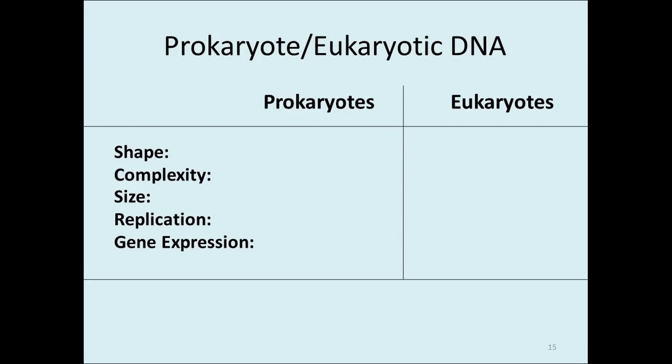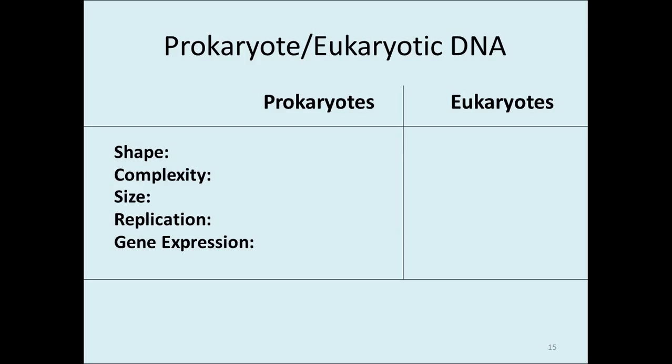Complexity of prokaryote is simple, no chromosomes. Eukaryotes have chromosomes coiled around histone proteins, making them complex. Size: prokaryote DNA is small with a few number of genes. Eukaryote is large with extensive genetic information.